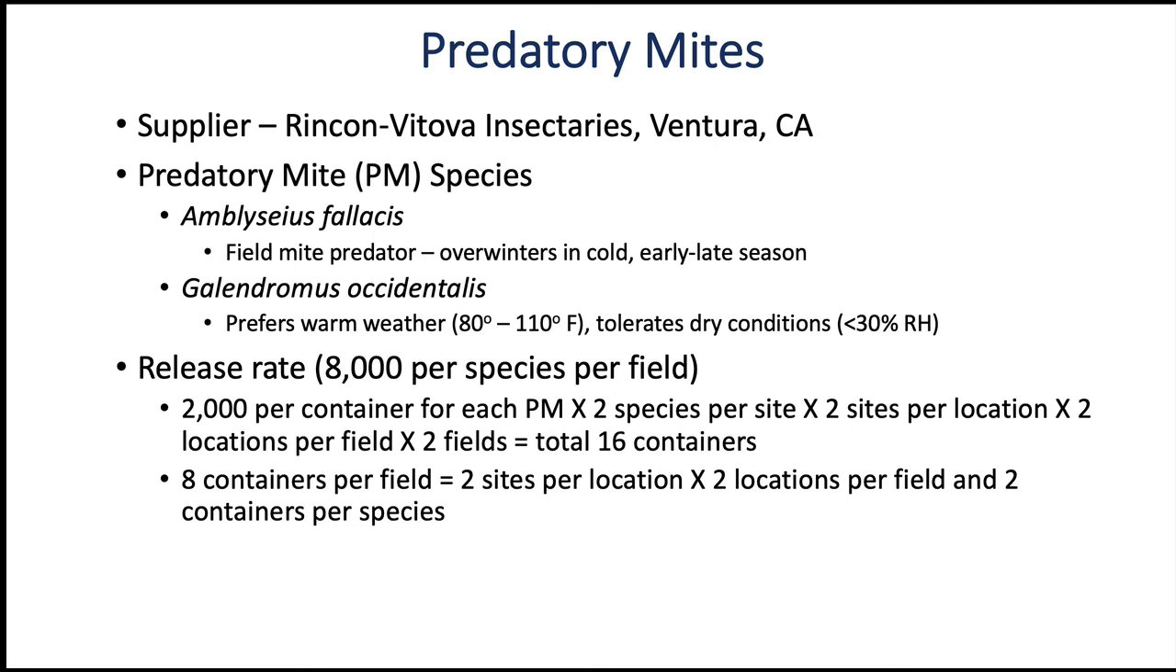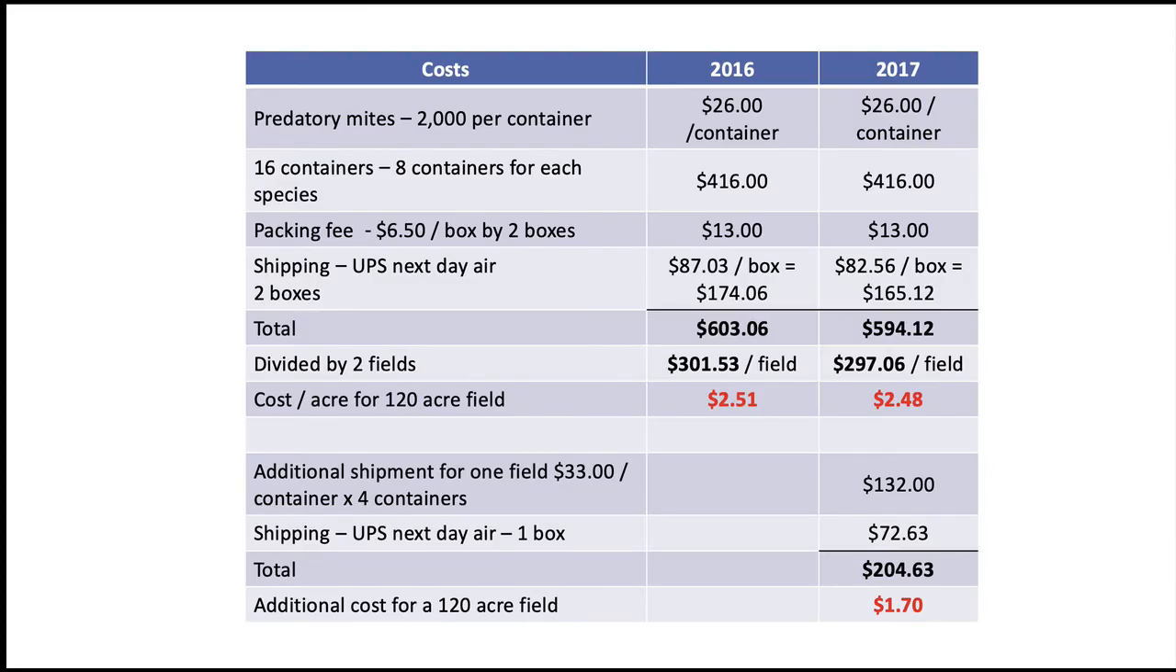And we had a total of 16 containers, 8 containers for each field. And so what we wound up putting out was about 16,000 predatory mites. Now, the cost of the predatory mites, when you purchase a container that has 2,000, is $26 per container. Since we had 16 containers, 8 containers for each species, it came to a total of $416, and that was for both 2016 and 2017.